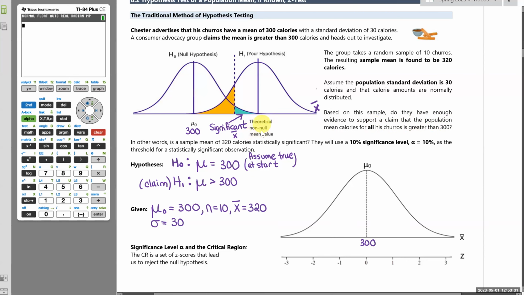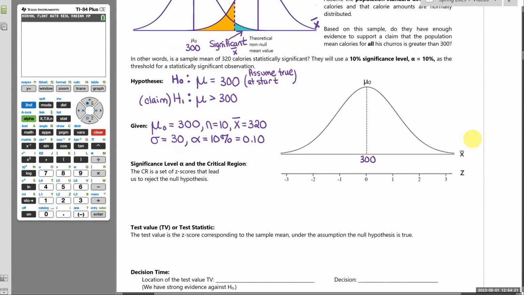So theoretically, they think that the mean may be a higher value, not 300, but something higher. So this is our alternative hypothesis, they're not stating exactly what they think the mean is, just in theory that it is a higher number. Okay, so then it says, in other words, is a sample mean of 320 statistically significant, and they're going to use a 10% significance level. So alpha is going to represent the significance level of the hypothesis test, and it's our threshold for an outcome that is statistically significant. So I'm just recording my alpha there, and I'll go ahead and write it in decimal as well.